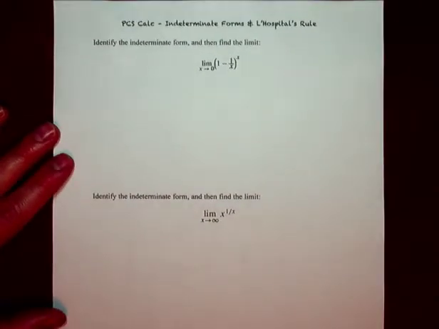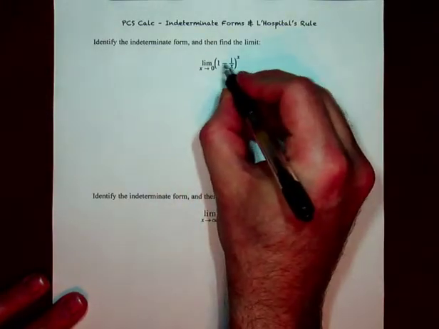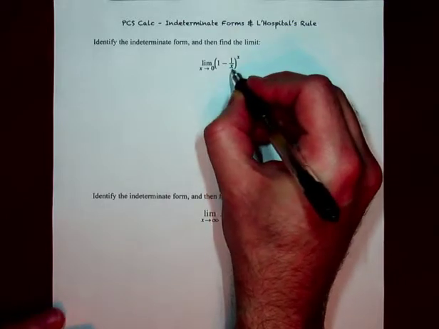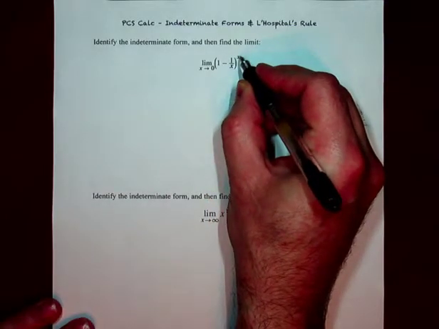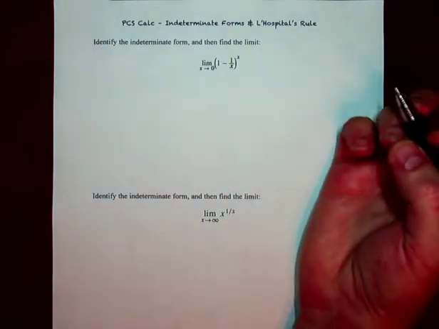All right. Now, this, obviously, is ugly. Let's go ahead and plug it in. This is going to be 1 minus infinity, right? So 1 minus infinity to the 0, so it's negative infinity to the 0. That is one of our indeterminate forms, okay?